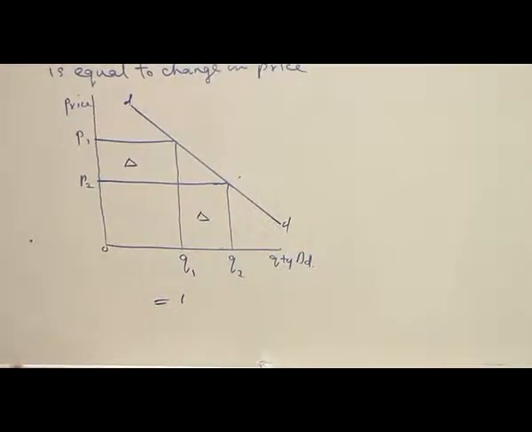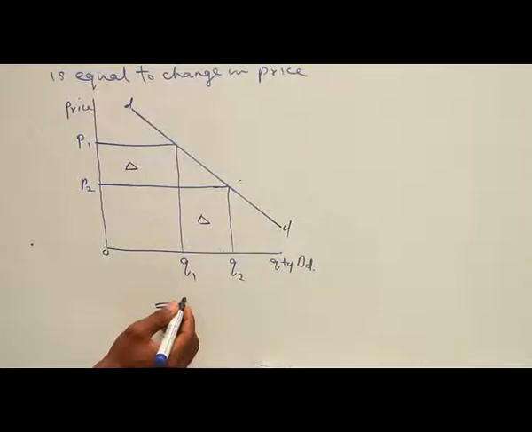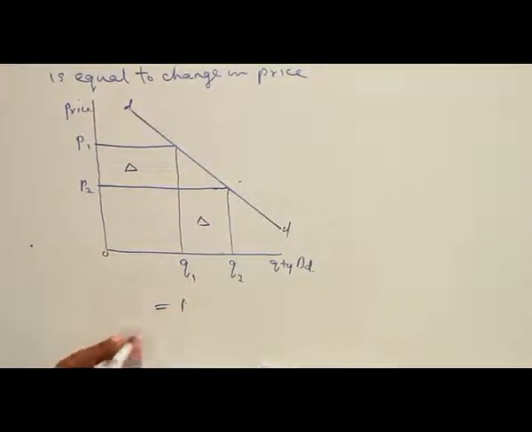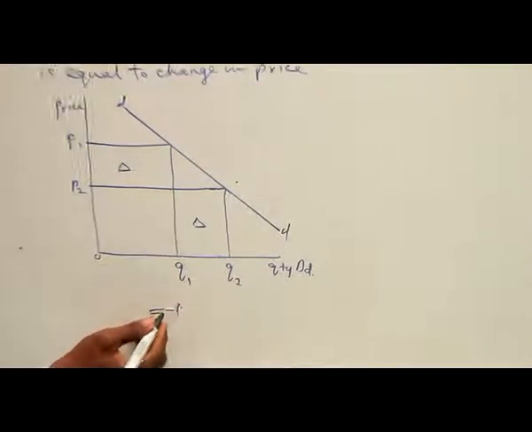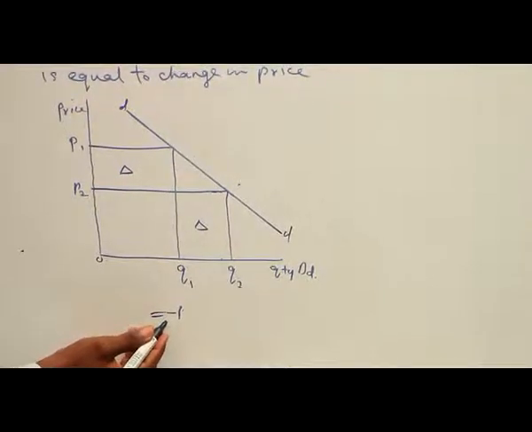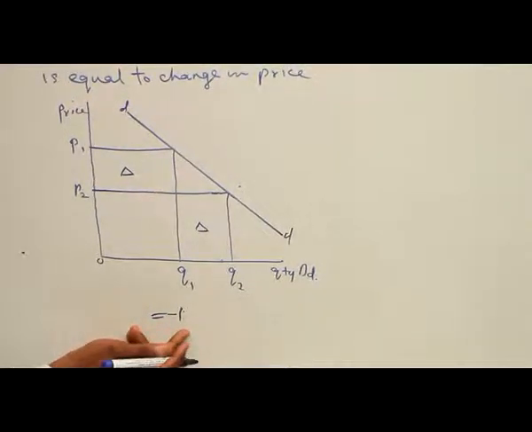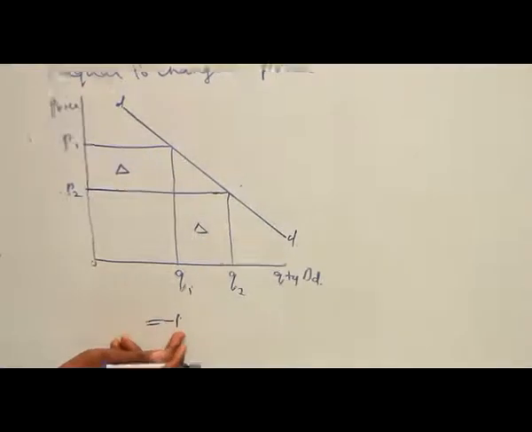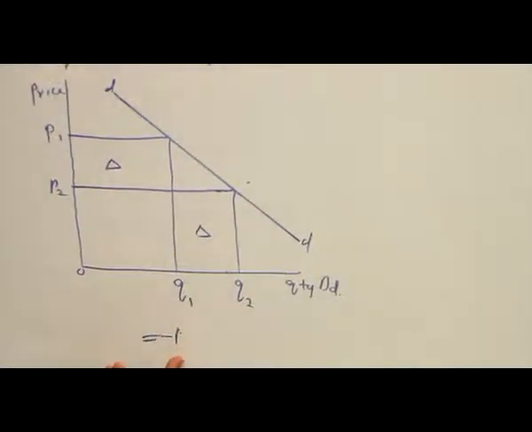After the calculation, we are going to have the answer to be 1, although it's going to be minus 1, but we ignore the negative sign and interpret the value. So that is, in unit elasticity of demand, we have the coefficient to be minus 1. So you ignore the negative sign, interpret the 1. So it's always equal to 1.